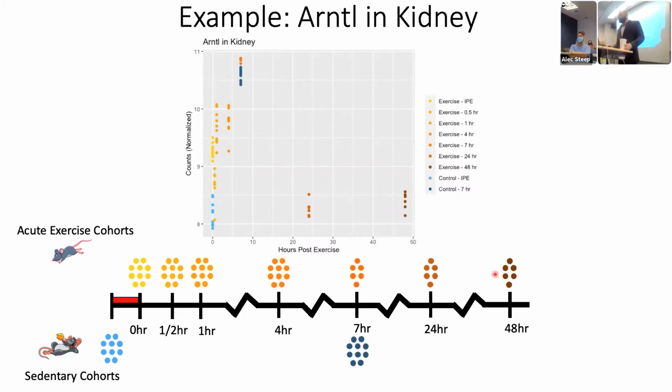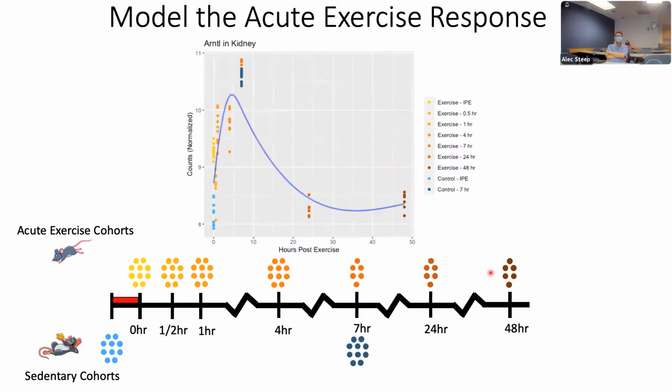Now, if you are familiar with Arnt, you'll know that this gene is associated with circadian rhythm. And so what we'd like to do in MotorPack is model the acute exercise response with something, let's say, this is a hypothetical model, but something like this. Usually what we see is the vast majority of the time, we see genes that are up or down regulated with an immediate response to exercise, and then they sort of taper off.